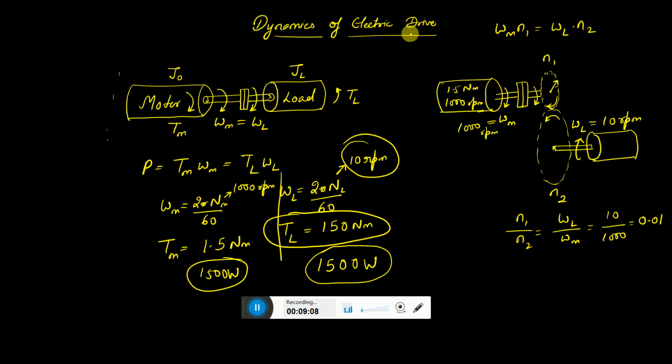As we are talking about the dynamics of the electric drive, we are taking some examples to make it understood why and how these terms are used. So let's continue with the dynamics of electric drive. The total torque is nothing but Tm minus TL, and let us see what formulas we have. We know that the power is equal to T into omega. So the electromagnetic torque Tm into omega is the formula of the power.